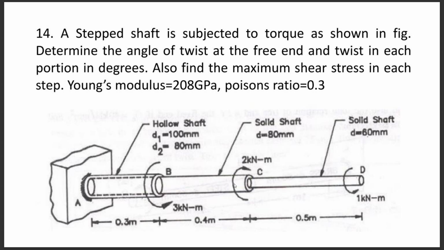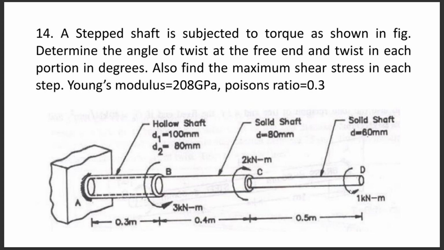different locations. At B, we are providing a torque of 3 kN in anti-clockwise direction, it will be positive, and again at C we are providing a torque of 2 kN in clockwise direction, it will be negative, and at location D we are providing another torque of 1 kN in anti-clockwise direction, so it will be positive.